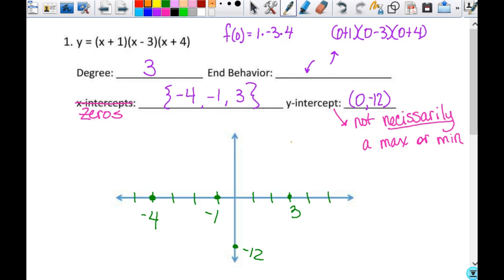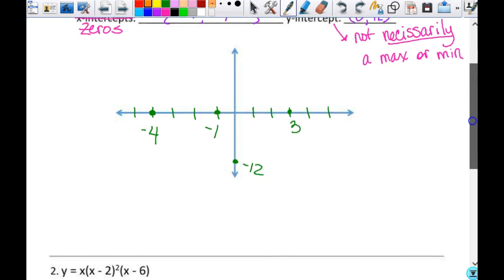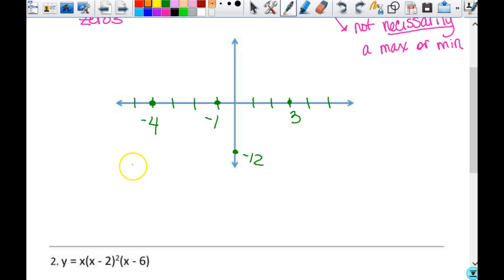So I will end up with that end behavior looking like that, and so we just start to sketch it. It's not going to look that good anyway. So it's going to come up this way, down through there. I've got to hit the negative 12. I've got to go back up through 3, and it looks something like that. Okay? That's it.